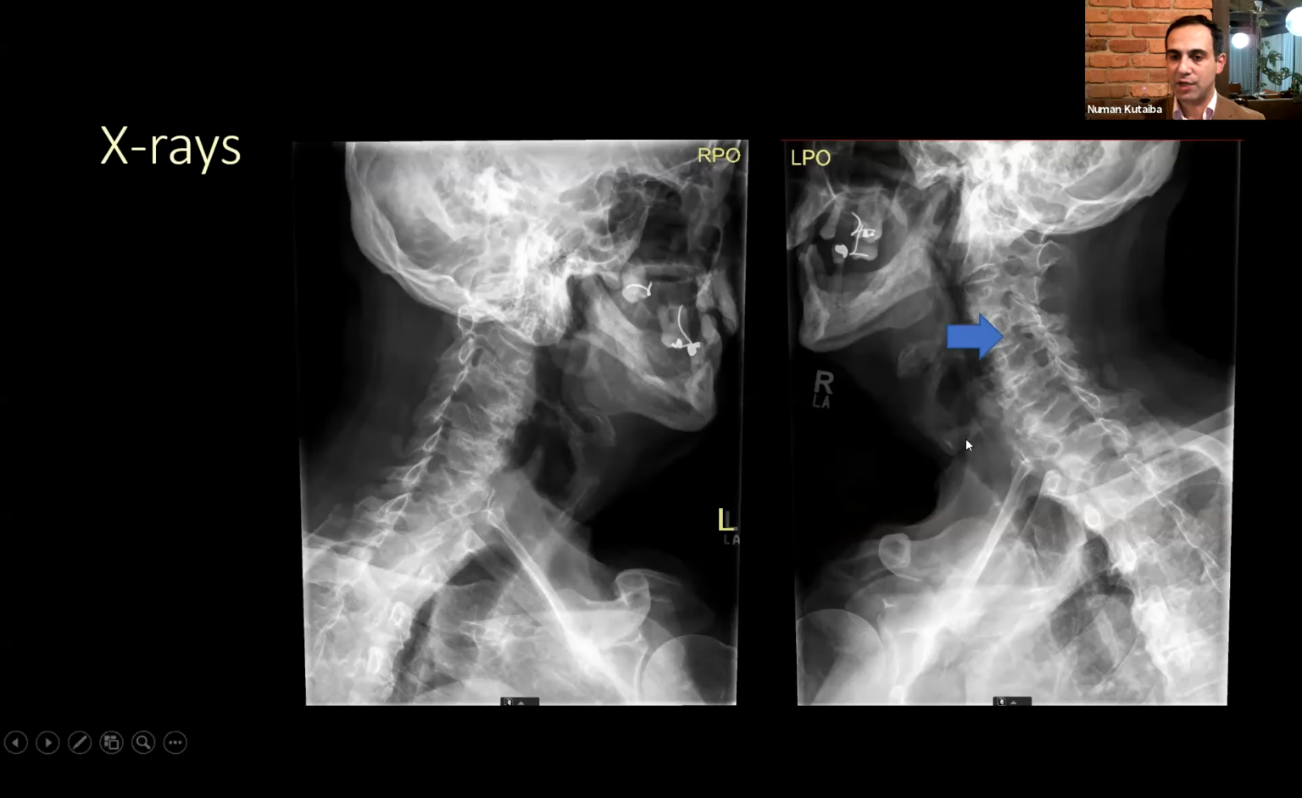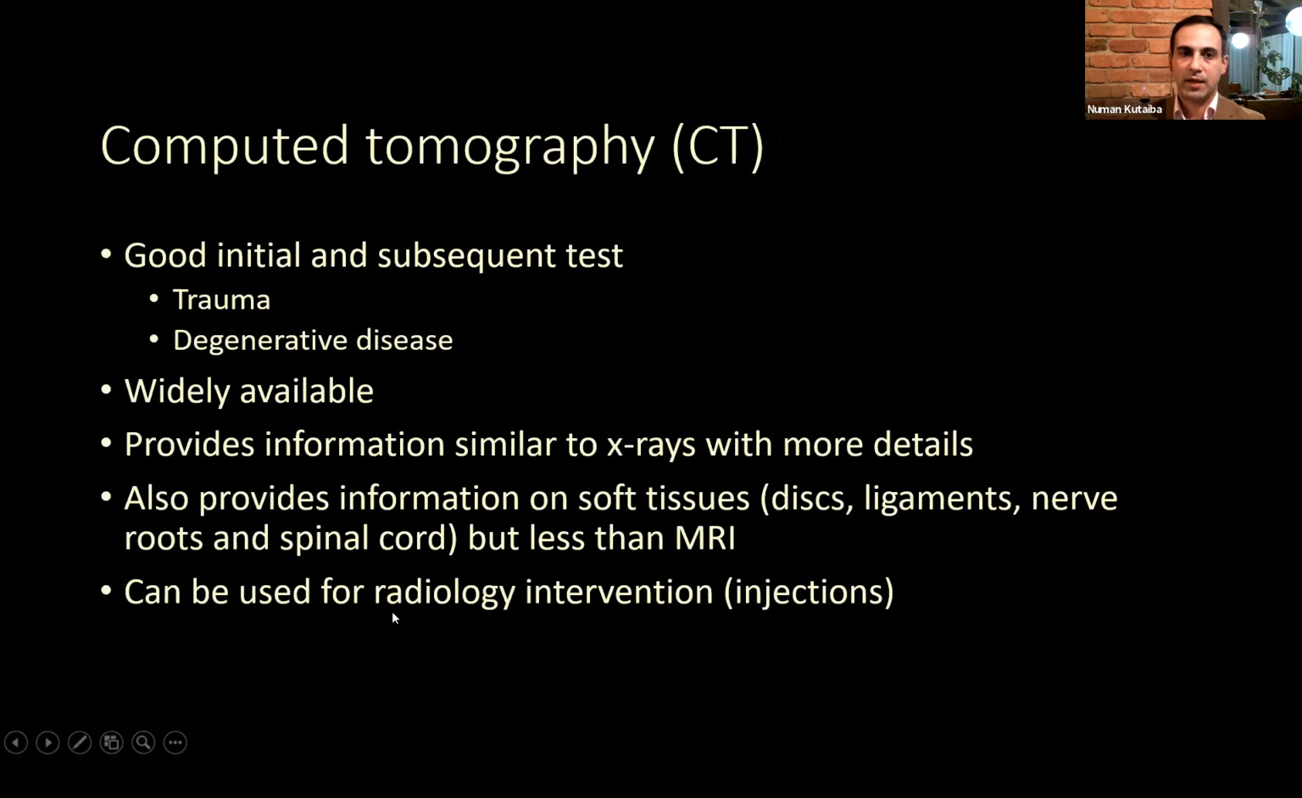If you have disc changes or ligamentous changes, you're unlikely to see them on the x-rays. So we move on to CT, where it is a good initial test, but also a good subsequent test after x-rays. It's very important for trauma, and all emergency physicians rely on that for ruling out spine injury, and it's good for degenerative disease. It's widely available for outpatient and inpatient setting, and importantly for GPs, it's Medicare rebatable.